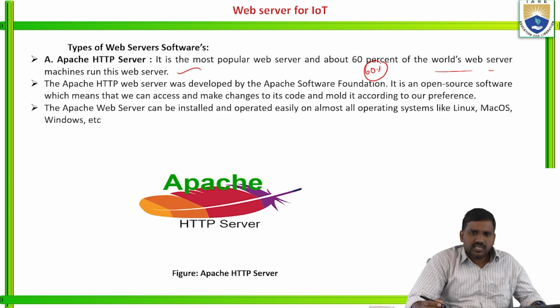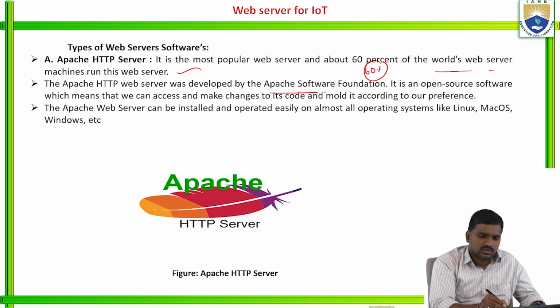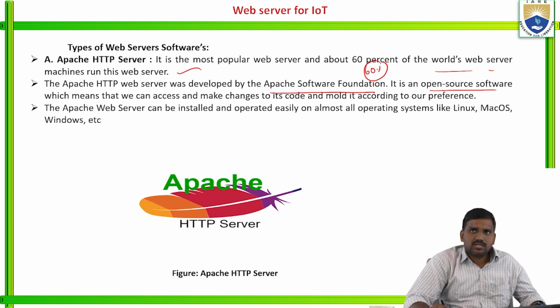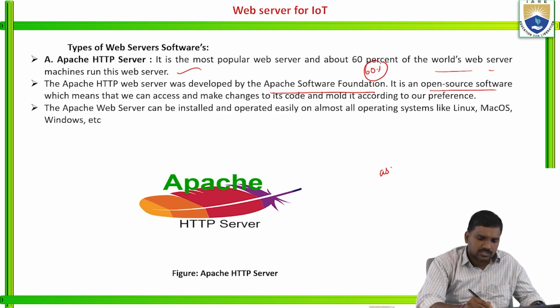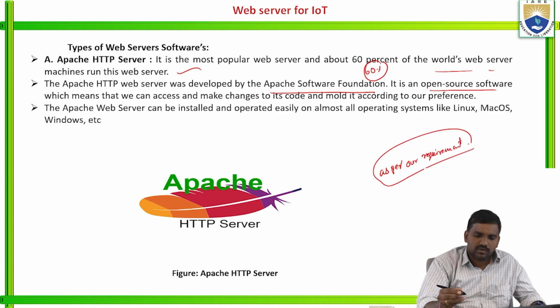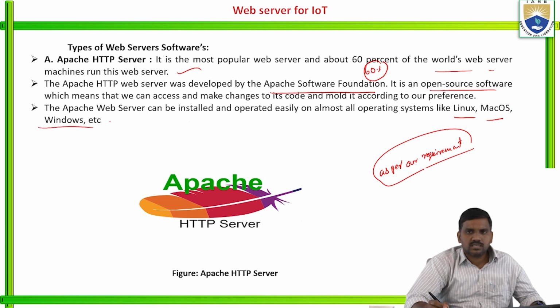We can use almost 60% of web content served on the Apache HTTP server. It is developed by the Apache Software Foundation. It is open source software, which means that we can access and make changes to its code and mold it according to our preferences, as per our requirement. The Apache web server can be installed and operated easily on almost any operating system like Linux, Mac OS, Windows, etc.